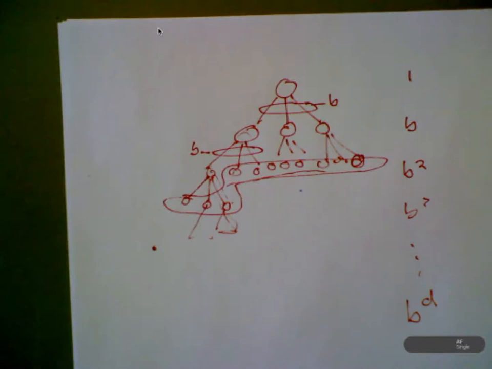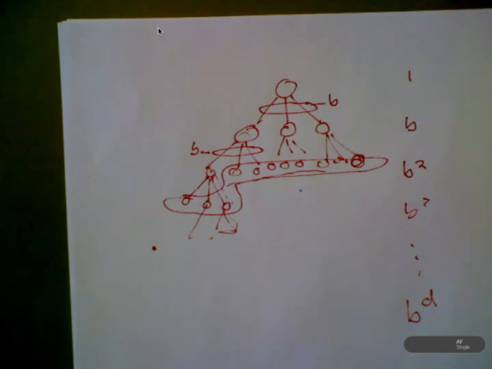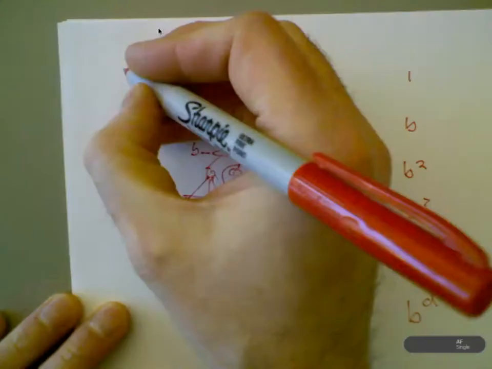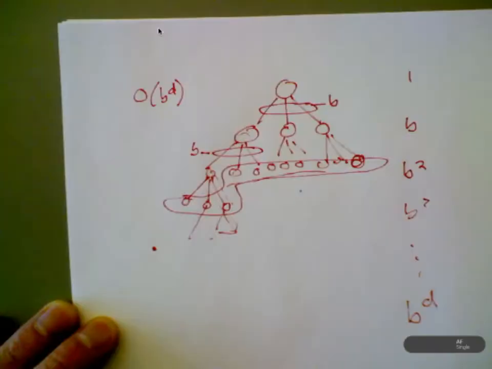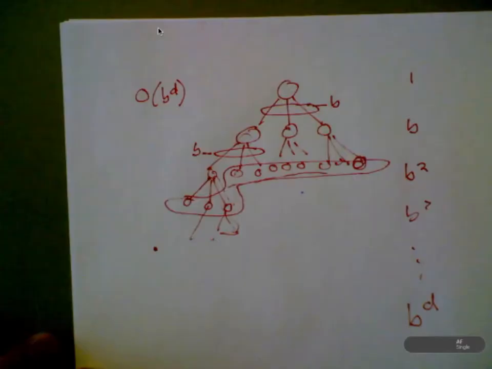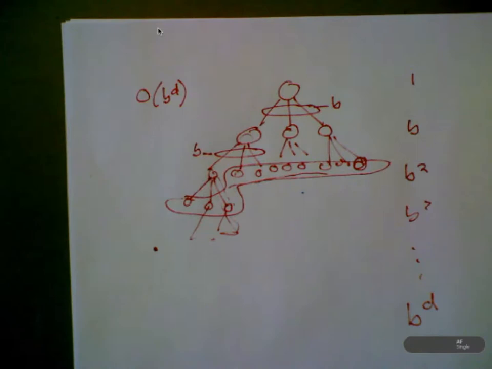B to the D over 2. Okay. Now, unfortunately, I don't care about constant factors. There's this whole thing about big O notation that I'm not going to talk about right now. But big O notation says let's ignore constant factors. So let's just say big O B to the D. That way we're still in trouble.